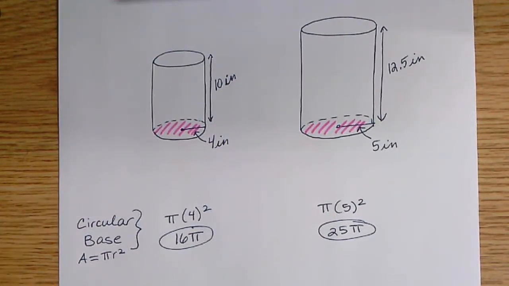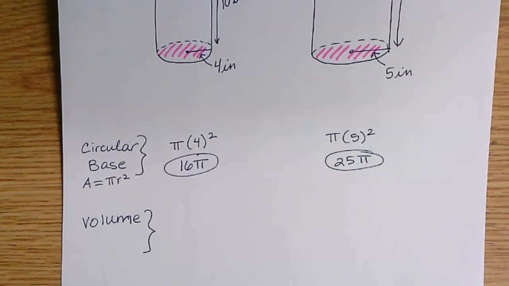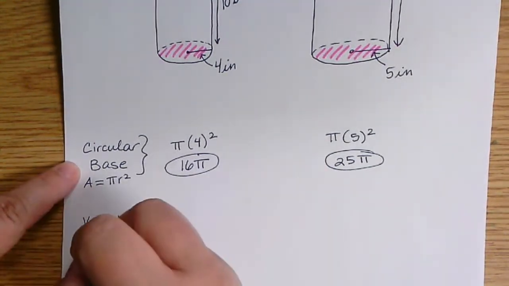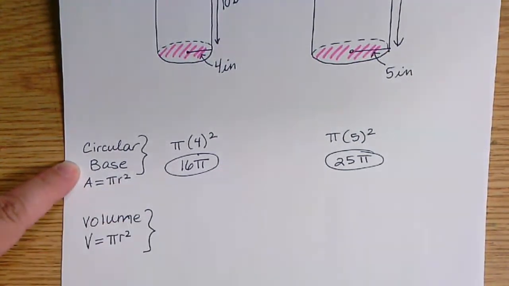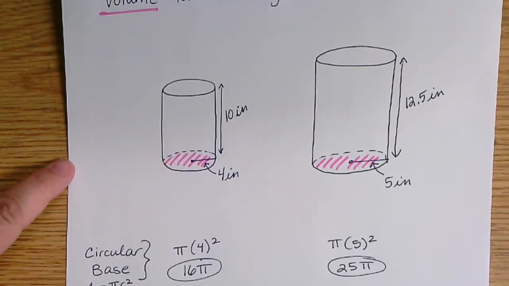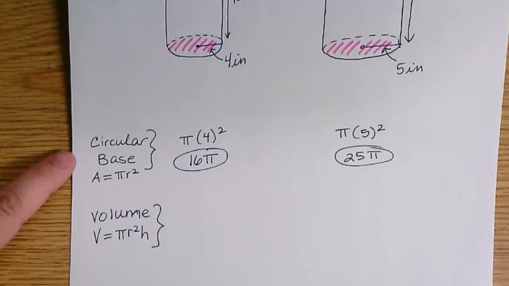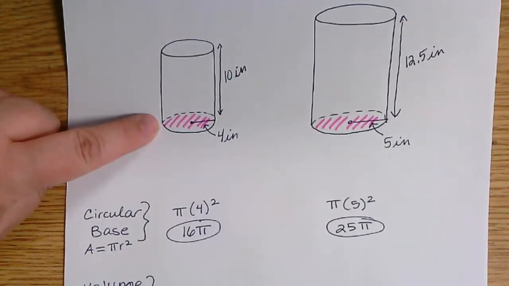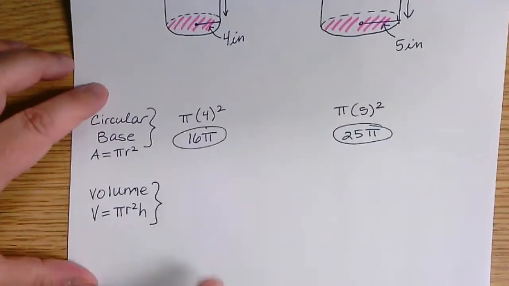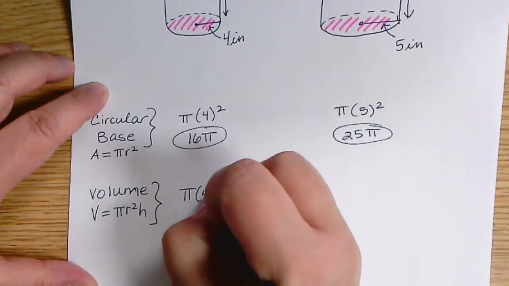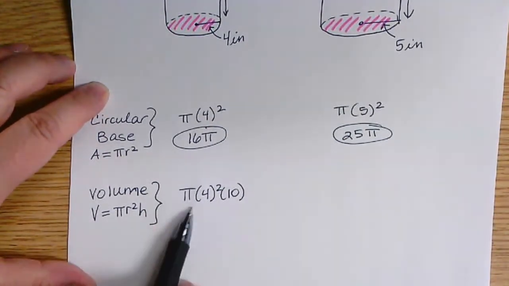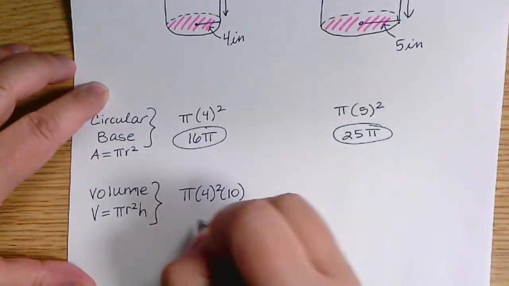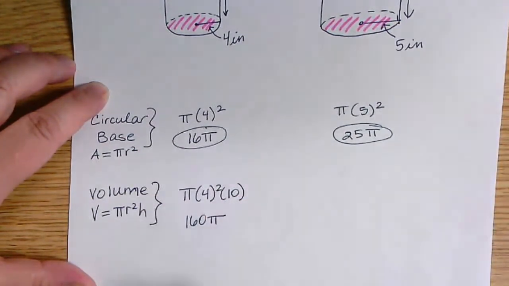Next, we want to find the volume of each of our cylinders, and I want to remind you that the volume of a cylinder is the area of the base, which is pi r squared, times the height. So for each of these two cylinders, we're going to do pi r squared times the height. For the smaller cylinder, the height is 10, the r is 4, so that's pi 4 squared times 10. 4 squared is 16. This whole part really is just what we got here. Times 10 makes it 160 pi.